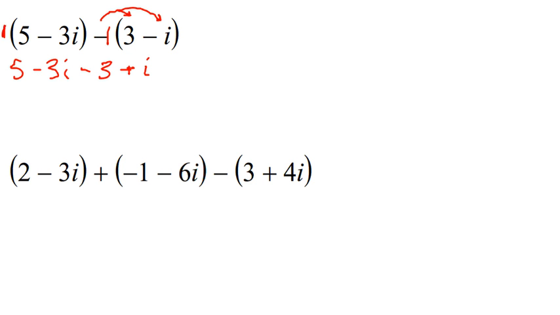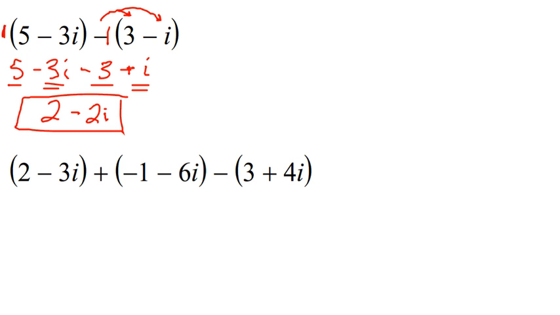Now, do not multiply these. Just because they're in parentheses doesn't mean you're multiplying. If you see a sign in between them, that's the thing you're doing, not multiplying. So just be careful with that. And then you combine like terms. 5 minus 3 is 2. Negative 3i plus i is negative 2i. And that's all there is to it.